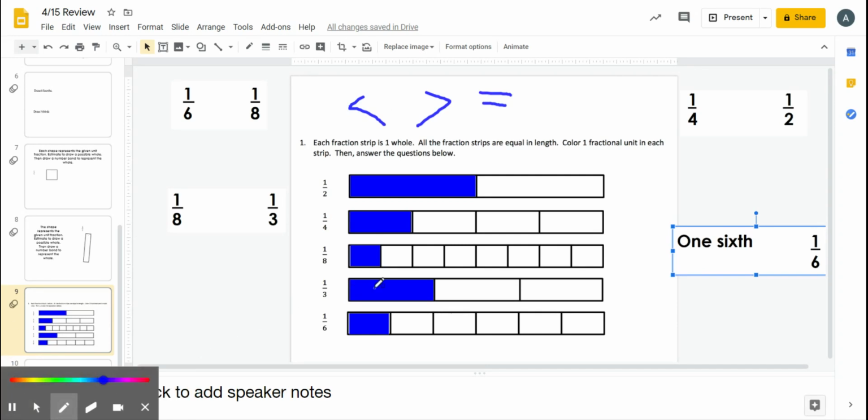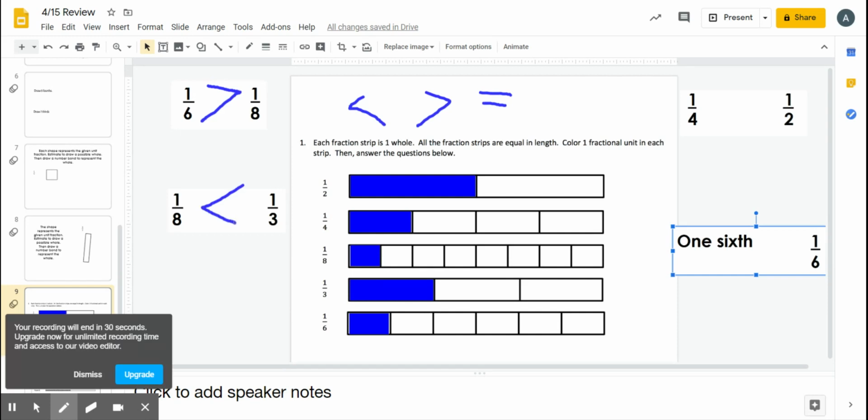So if we look at the fractional strips, and looking at this one up here, if we look at 1/6 and 1/8, the 1/6 piece is greater than, so we're going to make sure our monster eats the bigger piece, which is 1/6. Looking at 1/8 and 1/3, the 1/8 piece is a lot smaller than the 1/3 piece, so we're going to use less than to show that 1/8 is less than 1/3.